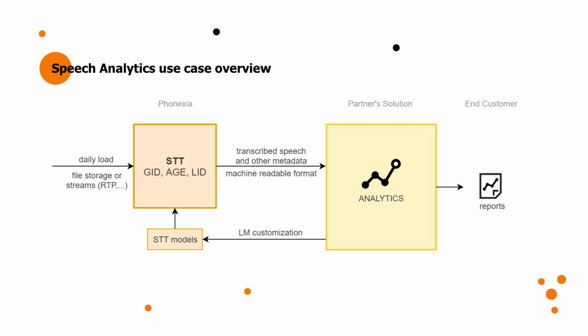presented to end users in a form of reports, for example in a web-based application. The partner solution can also gather feedback from the end users, like for example corrections of incorrectly transcribed words or words not transcribed at all. This feedback can be used for so-called language model customization, where the speech-to-text language models, or let's say vocabularies, are enhanced using this new data and can improve the further transcription results.